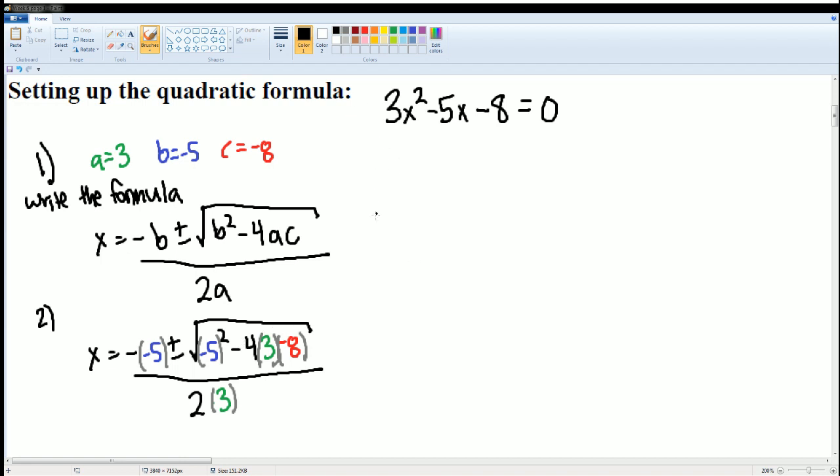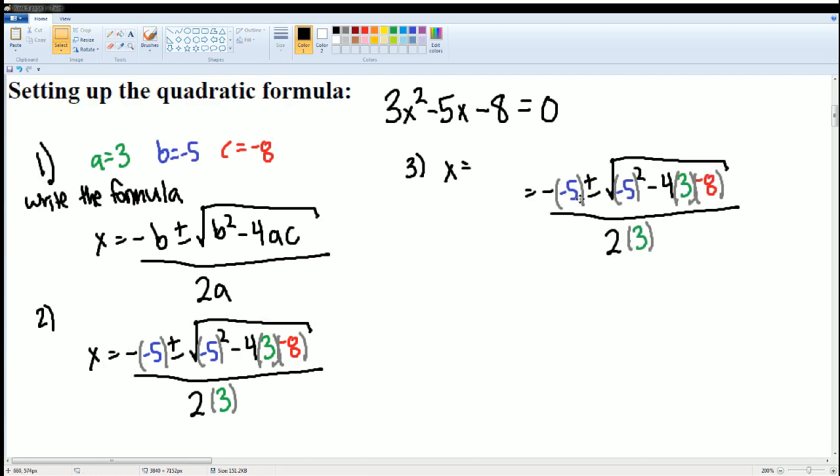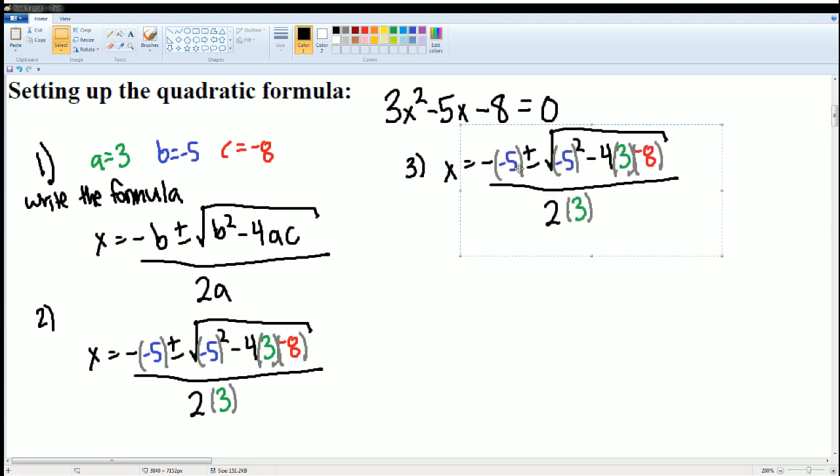A lot of people will say something like, simplify the radical. So part 3, you're going to simplify the radical. Notice the number out in front. This is negative times a negative. That becomes a positive. So this goes away and this becomes a positive 5. Negative 5 squared just becomes a positive 25.